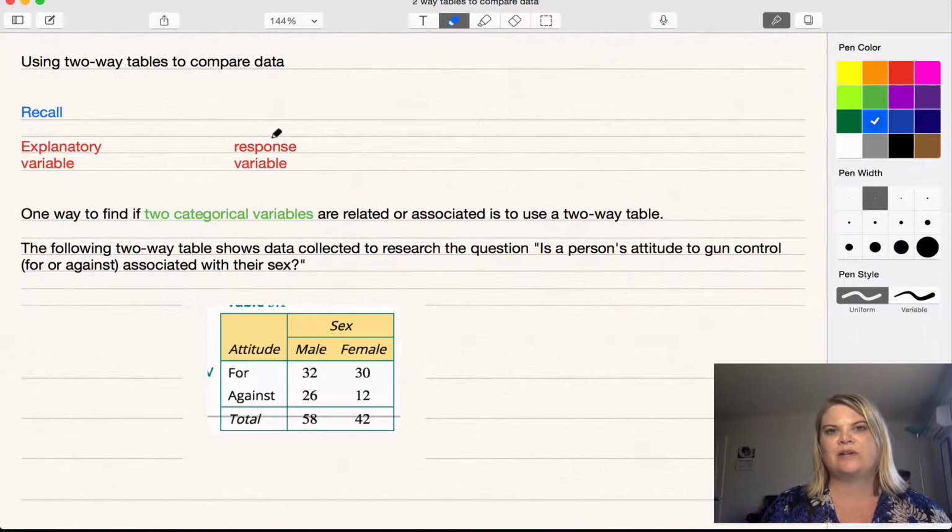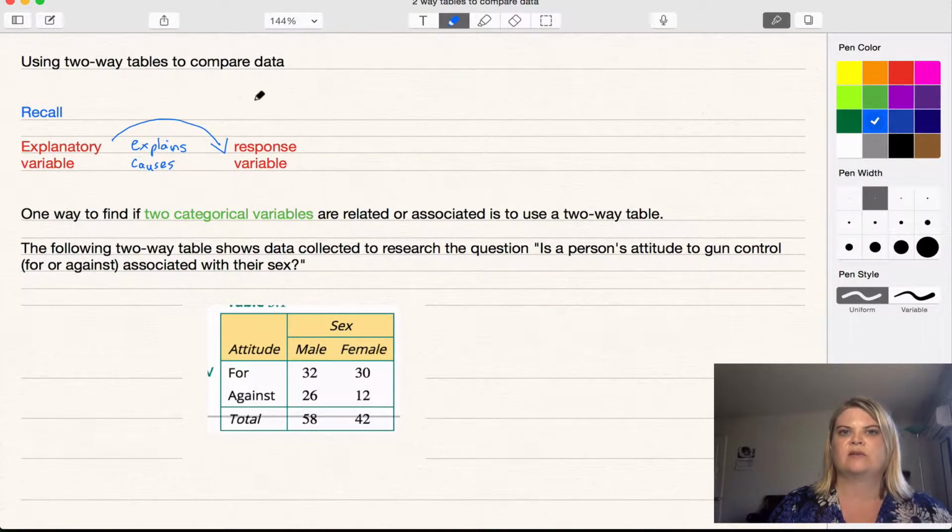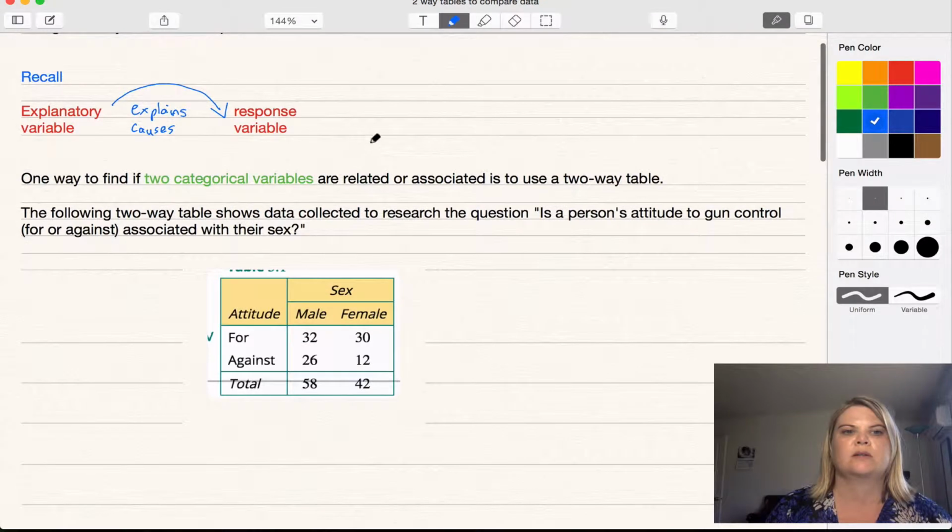Hello and welcome to our video on using two-way tables to compare data. Now you recall from our previous video that the explanatory variable is the one that explains or causes the response variable. Make sure you've got that little diagram organized.